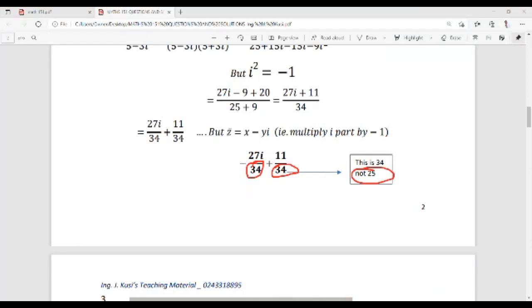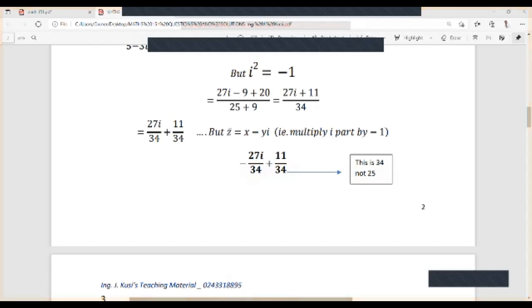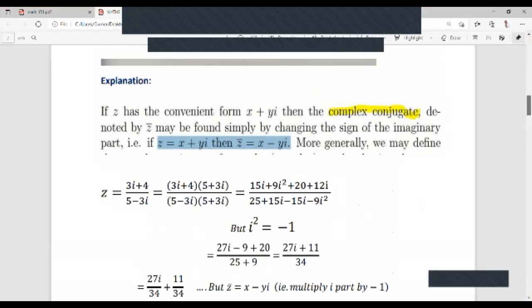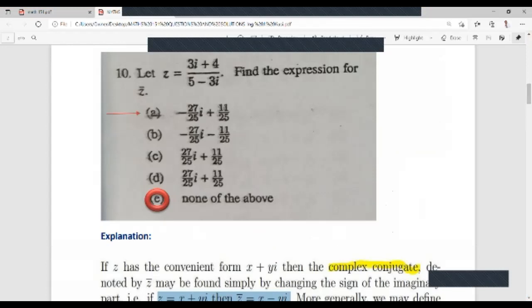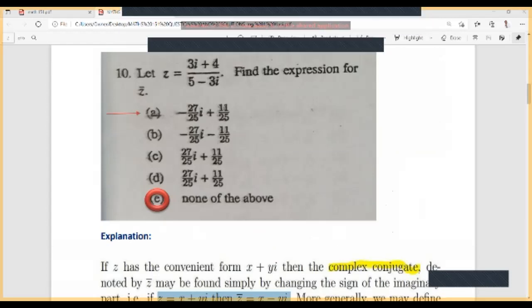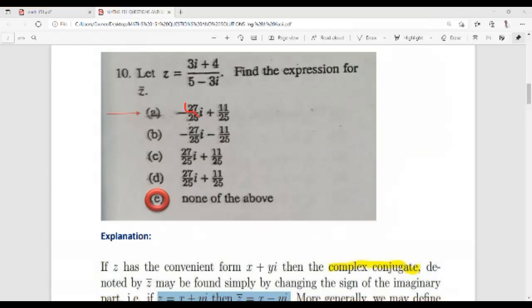So now let's go and check the answers. We know we have 27i over 34 plus 11 over 34. If you check option A, A is saying minus 27i over 25 plus 11 over 25. Clearly this looks as if it's the correct answer, because all of them are divided by 25.